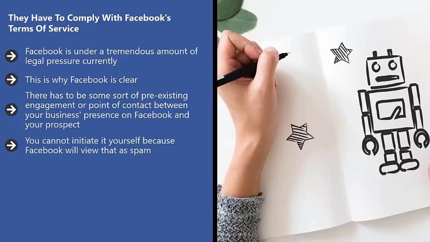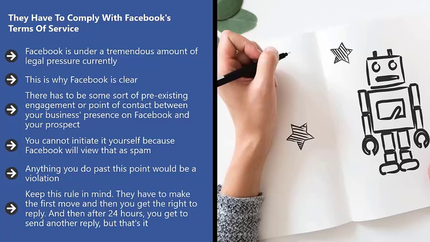Another related limitation Facebook imposes as part of its terms of service involves timing. When a person interacts with your brand on Facebook, you have 24 hours to send that person the initial message and then a follow-up message. That's all you're allowed. Anything you do past this point would be a violation. The only way to get around this, of course, is if your prospect contacts you again through Messenger and then you have another opportunity to send an automated message and then follow up. Keep this rule in mind. They have to make the first move and then you get the right to reply. And then, after 24 hours, you get to send another reply, but that's it. At this point, they have to keep contacting you for you to keep sending them messages.